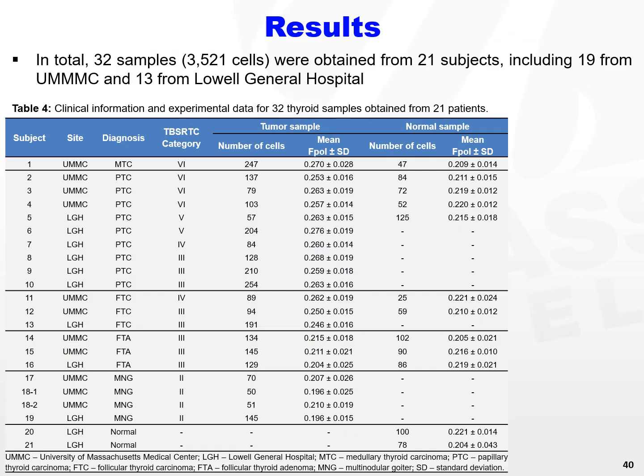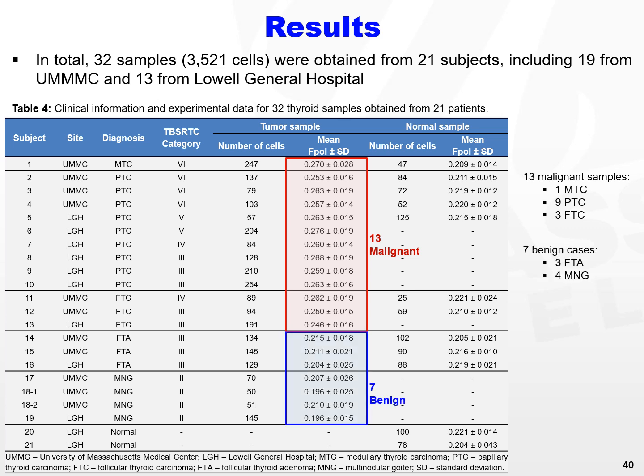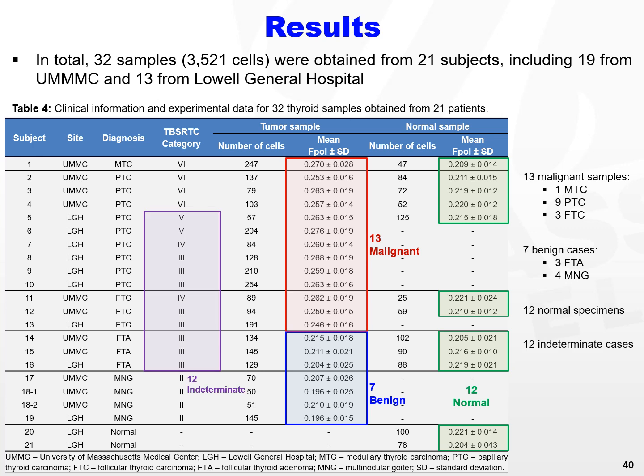In total, 32 samples were obtained from 21 subjects, including 19 samples from the UMass Memorial Medical Center and 13 samples from Lowell General Hospital. These included 13 malignant samples, 7 benign cases, and 12 normal specimens. The malignant and benign samples included 12 that were categorized as cytologically indeterminate.